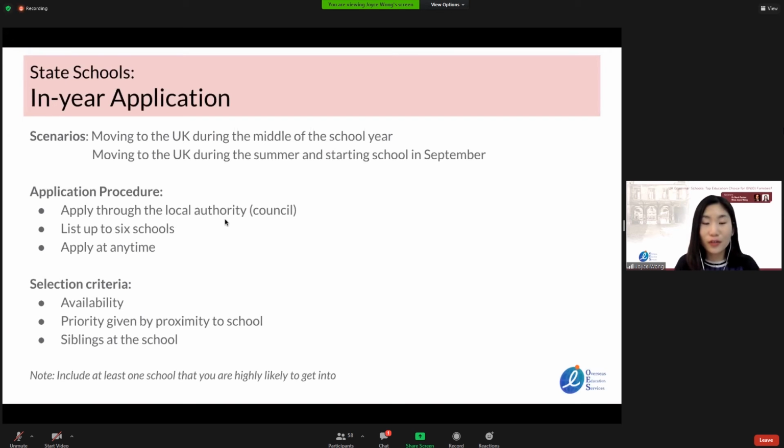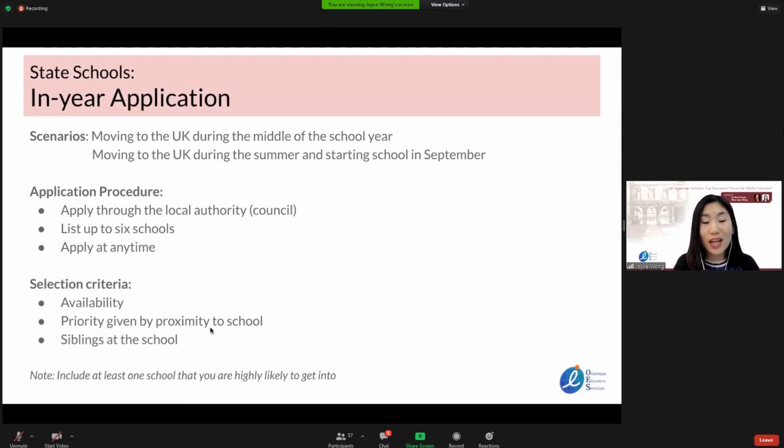What you do again is go through the local authority council, and you can list up to six schools. In some places, it's only three schools, and you can apply at any time. Usually you apply when you arrive, and they can put you into a school up to maybe four weeks before you start. The things they look at are whether the school has any availability. Priority is also given by proximity. Do you live close to the school? The closer you live, the better it normally is.